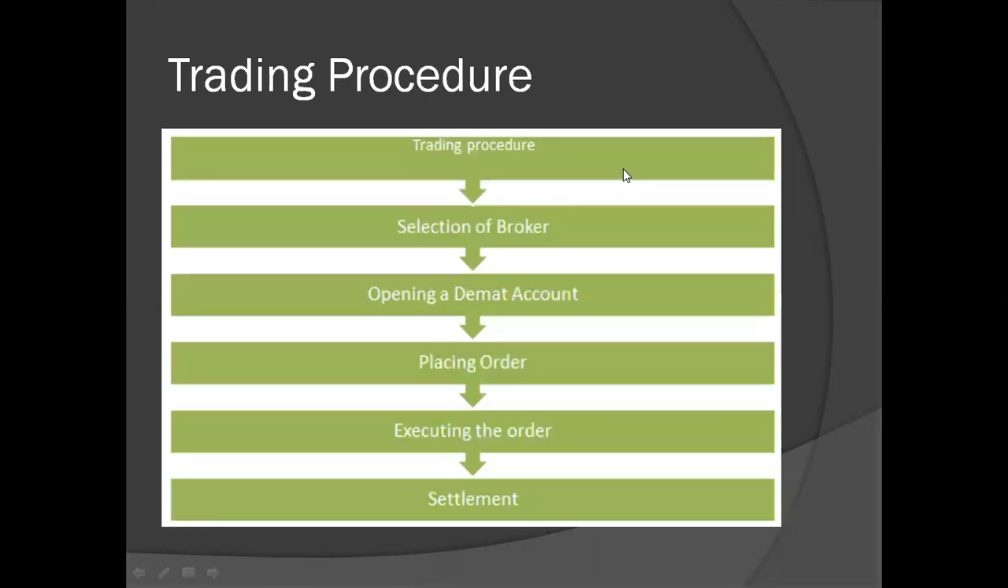Security trading procedure. The first step under security trading procedure is selection of a broker. When a person wishes to trade in the stock market, he or she cannot do so in an individual capacity. Shares are bought through a broker who is a licensed member of a recognized stock exchange. He should be recognized by SEBI.